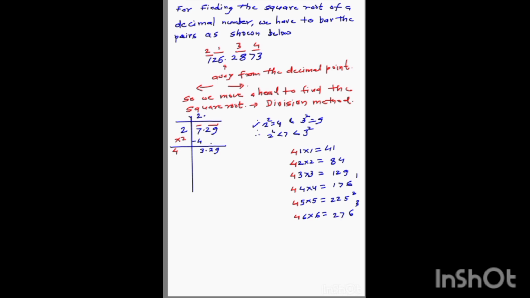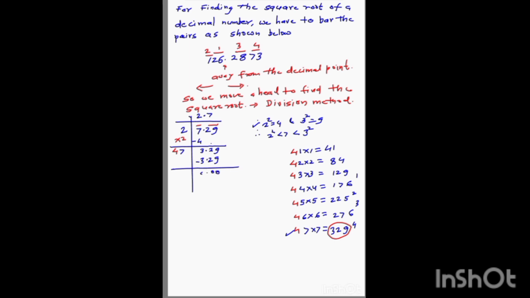We have not yet reached the value. 47 into 7: 7 sevens are 49, so 9, carry 4, then 28 and 4 is 32. So 329. This is your number. We have already placed the point after 2, so 47 into 0.7 is 3.29. Subtract it and you get 0.